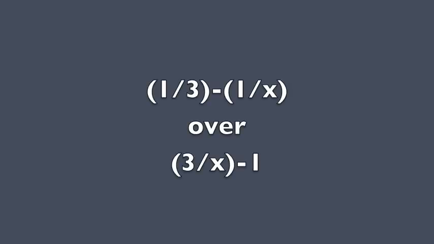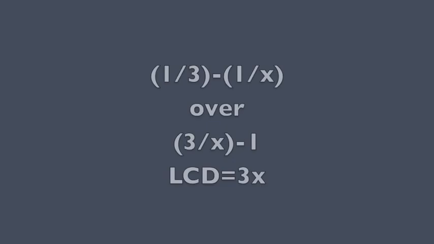Now, it's time for a harder problem. Oy vey. So what's the problem? 1 over 3 minus 1 over x, over 3 over x minus 1. Would the LCD be 3? No, it would be 3x, because the 3 wouldn't cancel out 1 over x. So your LCD is 3x.